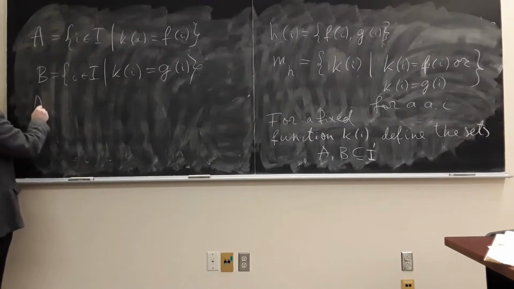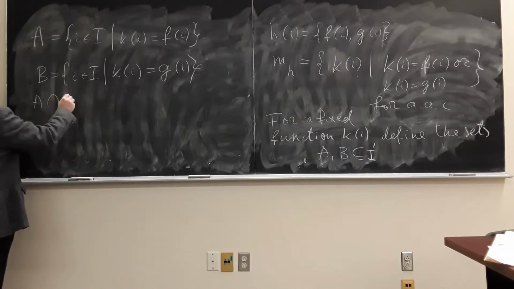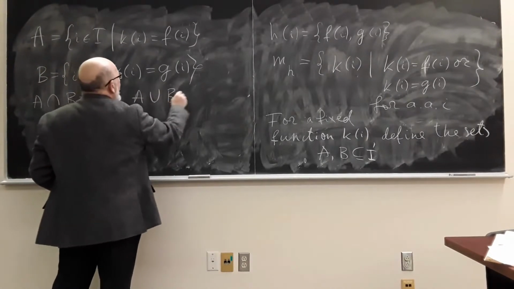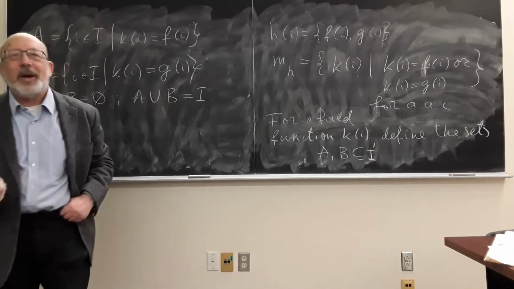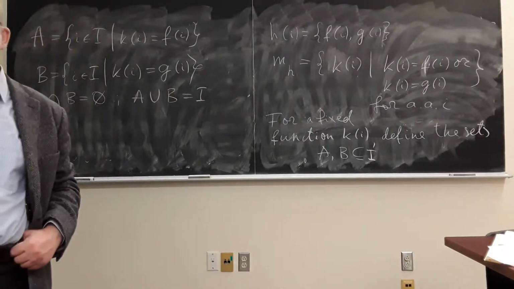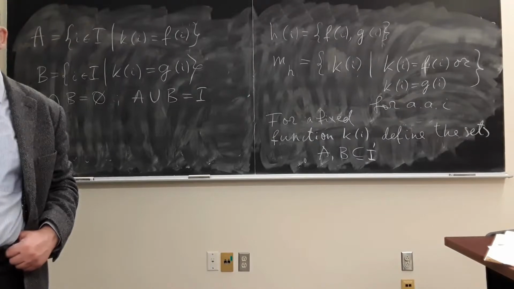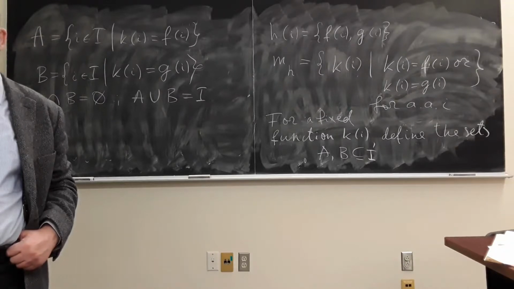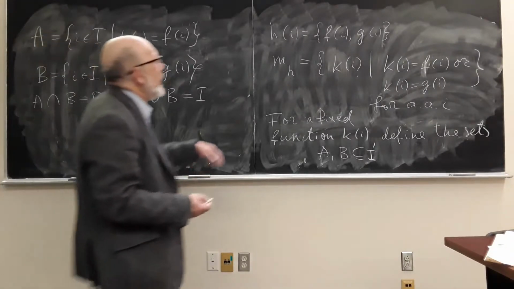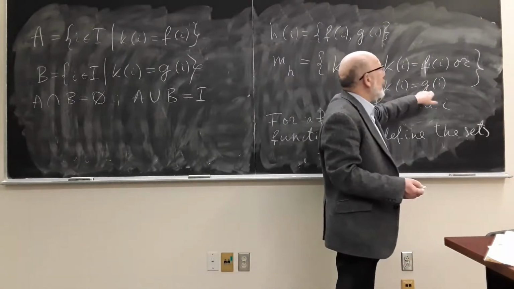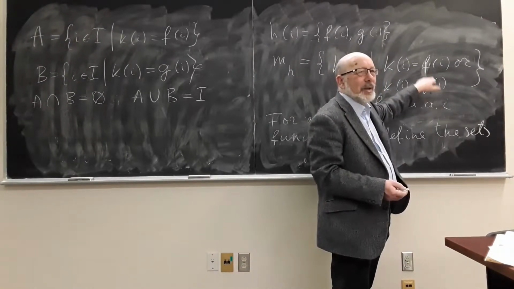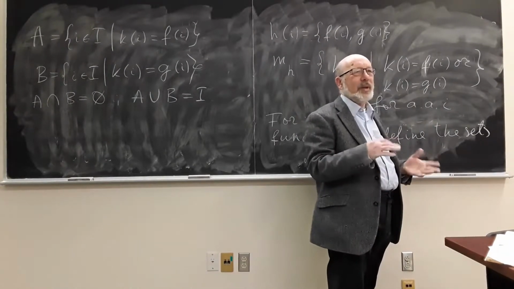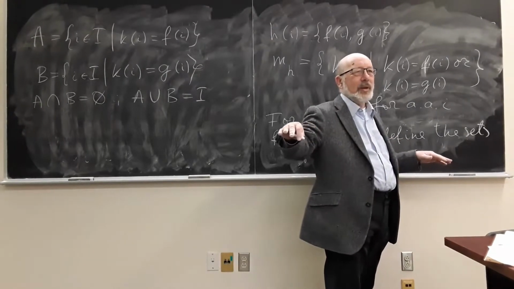Then the intersection of A and B is the empty set. The union of A and B is the whole I, because for every small i we have either K equals F or it is G. So if a function may take only one of two values, for some i it takes this value, for some this. So we definitely have a partition of the set of all indices I into sets.